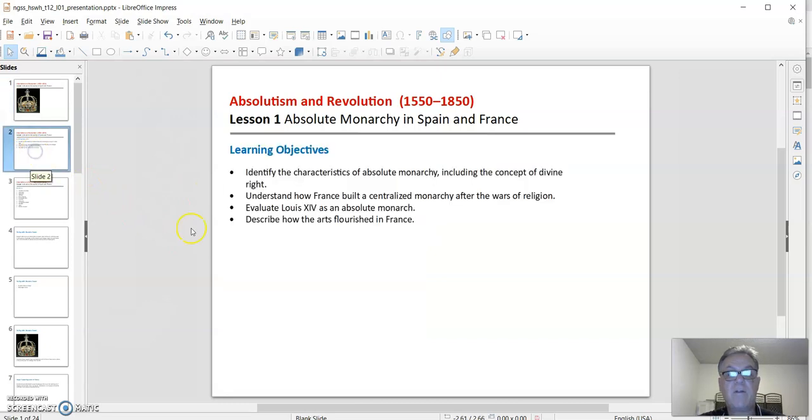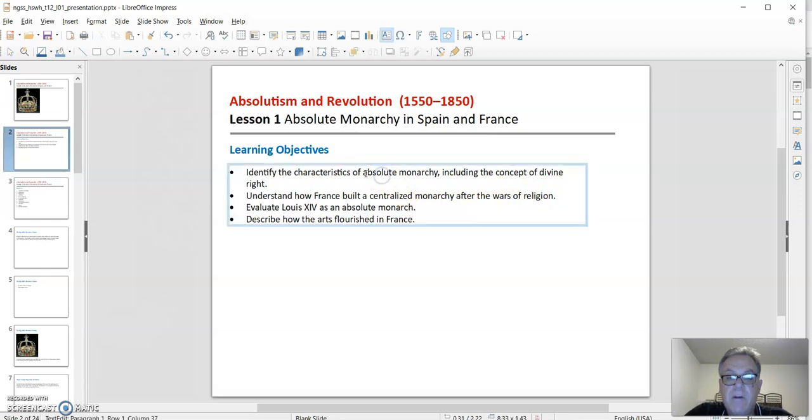I've taken some notes for you. Whenever you see these notes, it'll give you the objectives, and a good strategy to use is to look at the objectives and look for keywords. So: identify the characteristics of absolute monarchy, including the concept of divine right. You see here, there are a couple of terms that are really important.